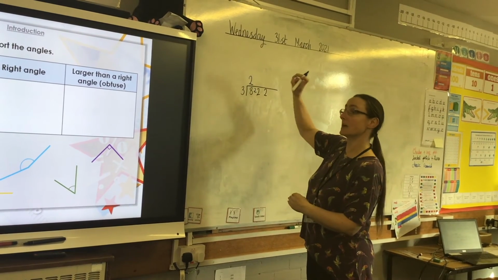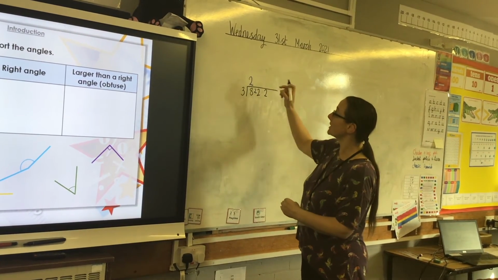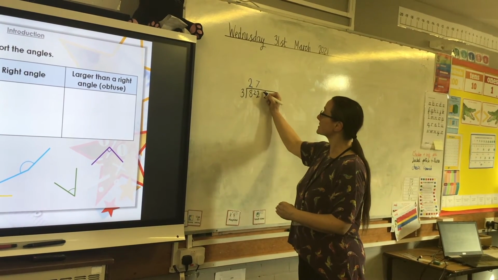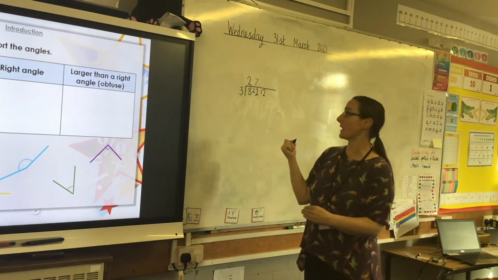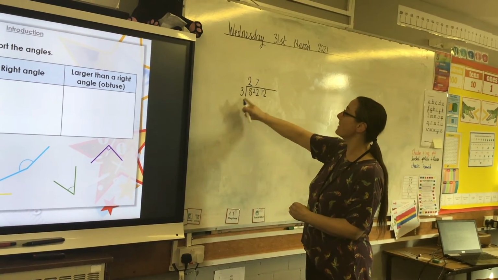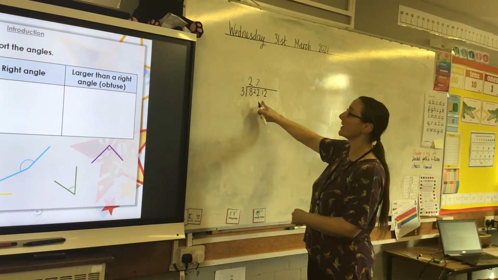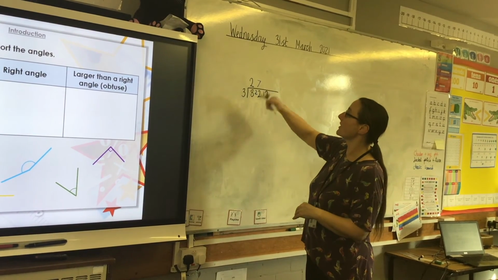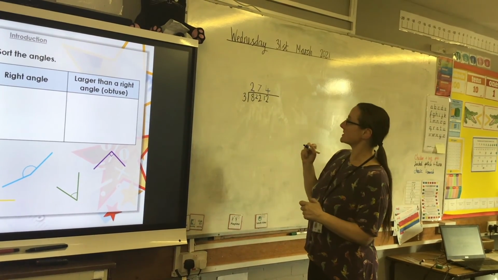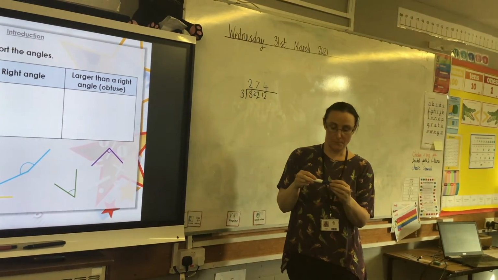Okay, so if we think through our 3 times table, we know that 7 times 3 is 21, and this time we have got 1 left over. Okay, so now the last part of the question is how many 3s are there in 12? Again, think through the 3 times table. There are 4 3s in 12, so there's our answer, 274.